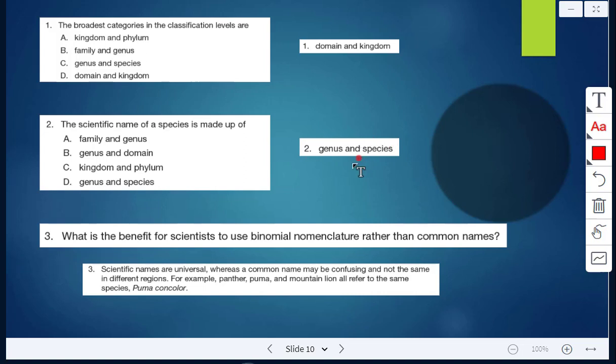And last, question 3, what is the benefit for scientists to use binomial nomenclature rather than common names? The reason is, just like in chemistry, these scientific names are universal, whereas a common name may be confusing and not the same in different regions. For example, a panther, a puma, and a mountain lion all refer to the same species. The scientific name is Puma concolor.